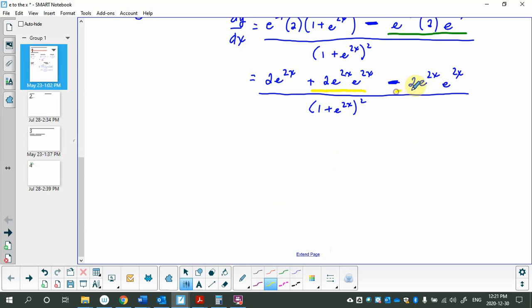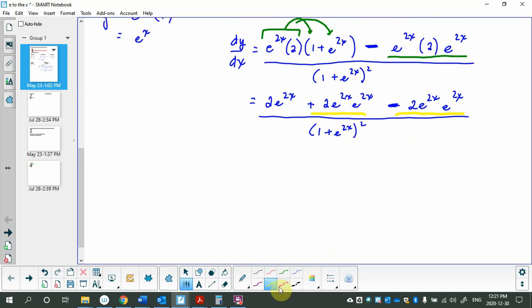This and this will cancel each other out. They are identical. One's a plus, one's a minus. So I actually have 0 of them, which means my overall answer for dy by dx isn't all that bad after all. And here is where I stop. I don't think I need to remind you not to do extra math and not actually multiply out this denominator.